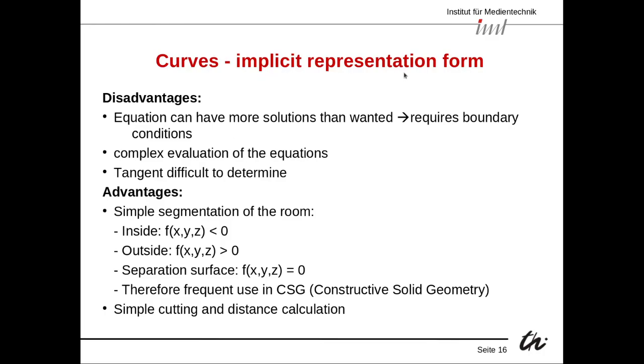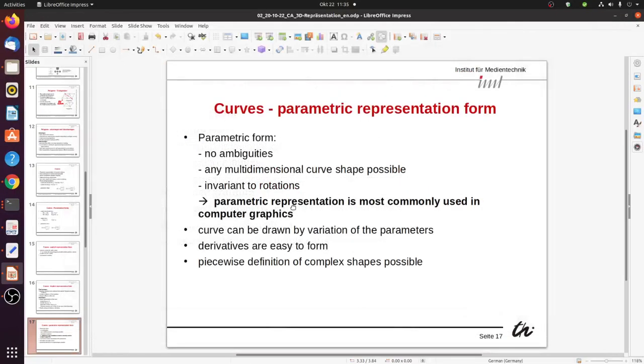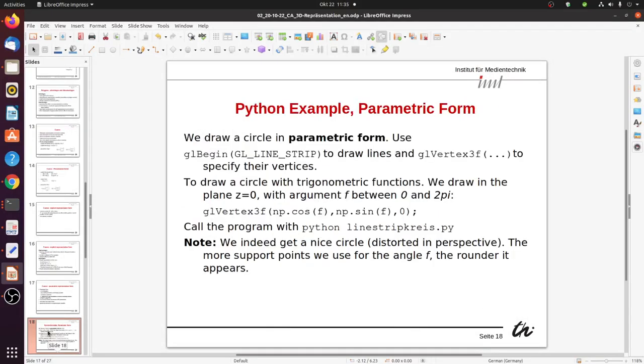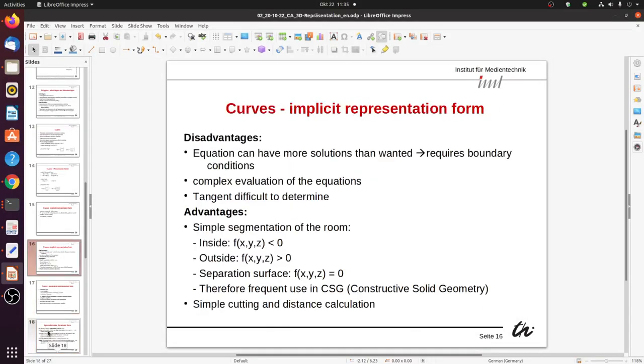Second case, implicit representation form. This has the disadvantage that equations can have more solutions than wanted, which requires boundary conditions. We have a complex evaluation of the equations, and tangents are difficult to determine. The advantages are we have a simple segmentation of the space, well, I should say space, not room.